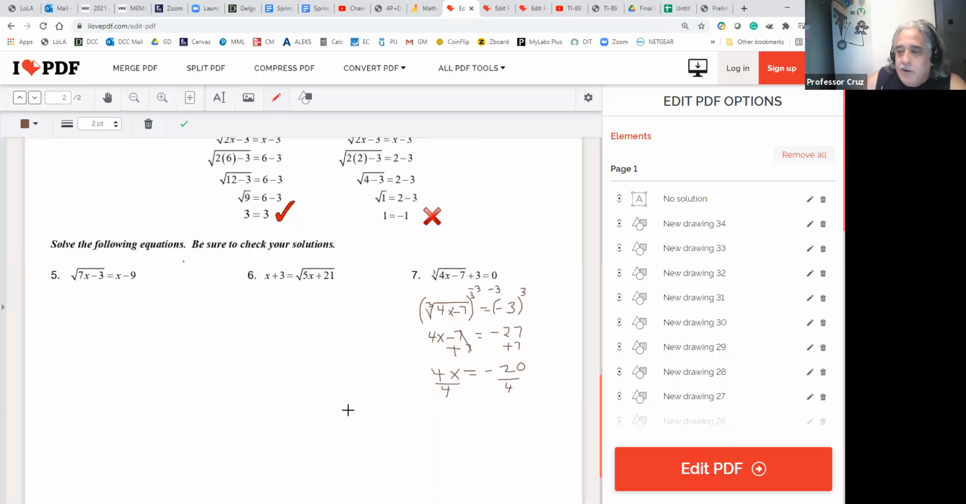So what does it come out to? Yep, x is equal to negative 4. I'm sorry, negative 5. Now, here's the big question. Will it compute? Does it work? Will it blend?